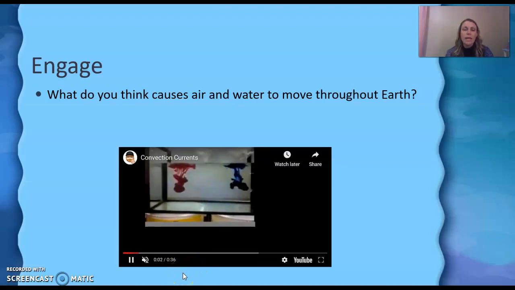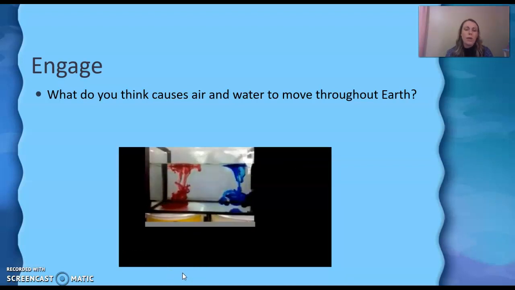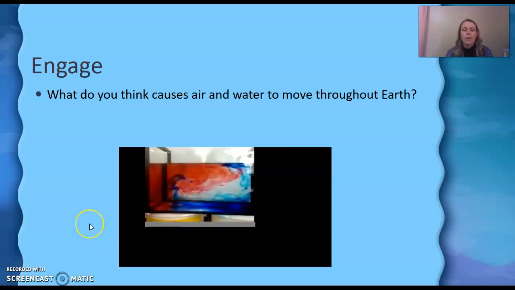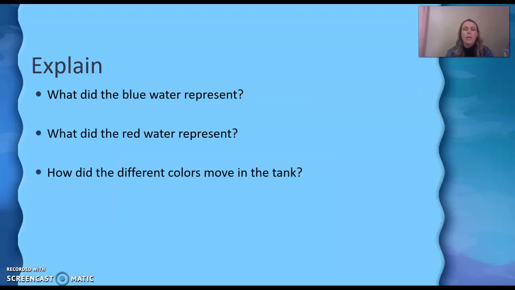We have this tank of water, and red water and blue water has been dumped in. And as you can see, it's moving. We won't talk about just yet how it's moving. Just watch and see what you think. And then you can see that they start to mix. So in this demonstration, the blue water represents cold water. The red water represents warm water.